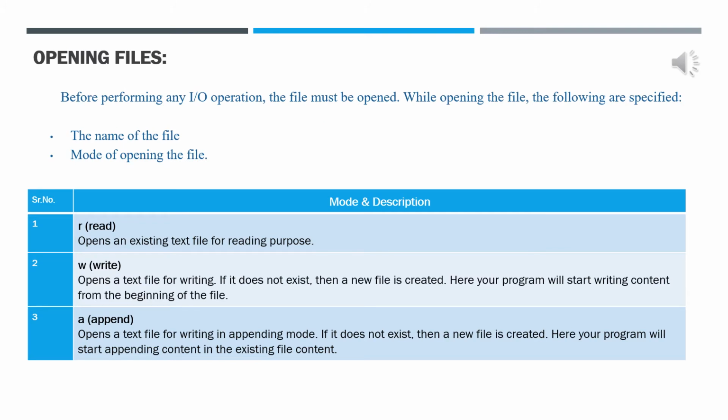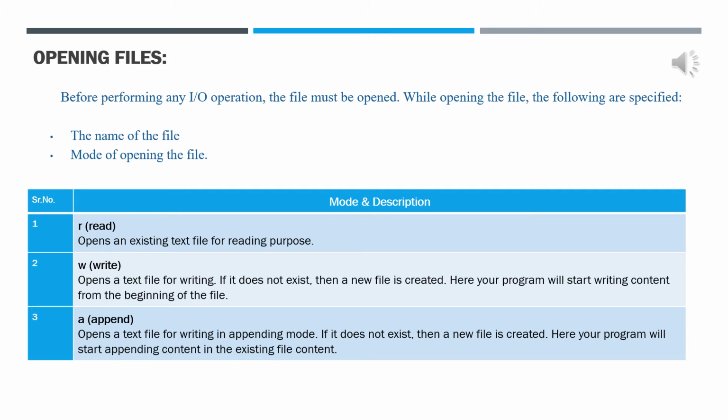Now before performing any input-output operation, the file must be opened. And while opening the file, the following things must be specified. What are these? First is name of the file, and second is mode of opening the file. So first we will see mode of opening. First mode is read, denoted by small r. It opens an existing file for reading purpose. Next, write, small w, opens a text file for writing. If it does not exist, then a new file is created.